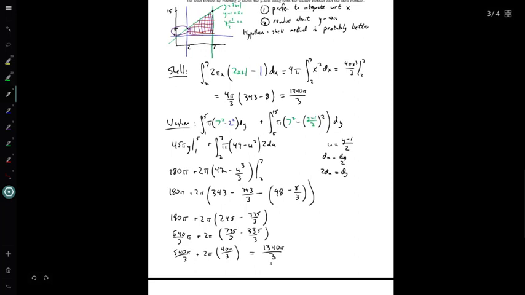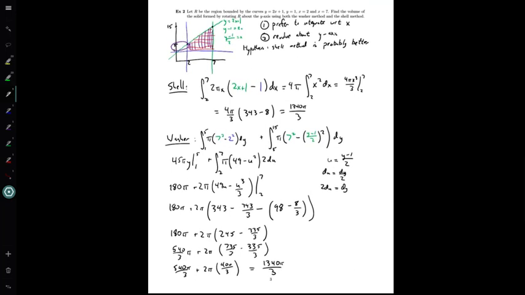So zooming out again to do our comparison here, we notice, yep, I got the same answer using both methods, and that is great. 1340 pi over 3. We notice that my hypothesis was confirmed again. The shell method is probably better. Yeah, the shell method's a lot better.